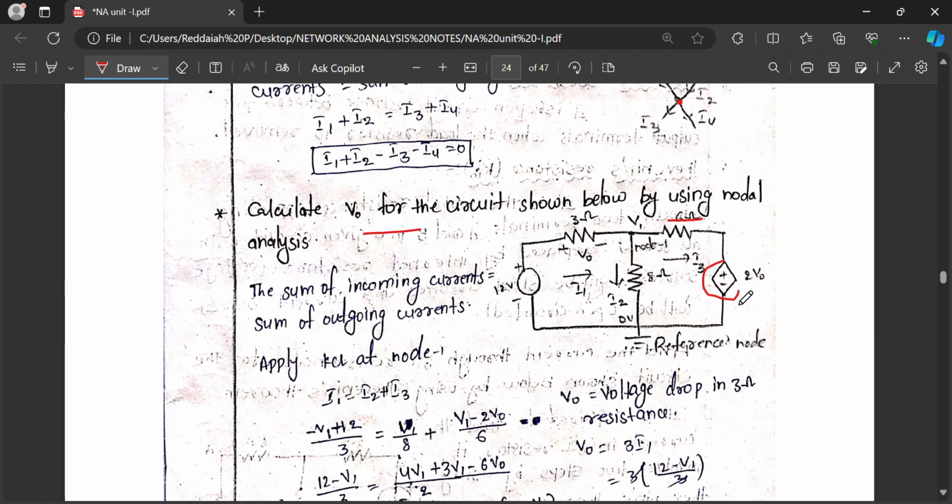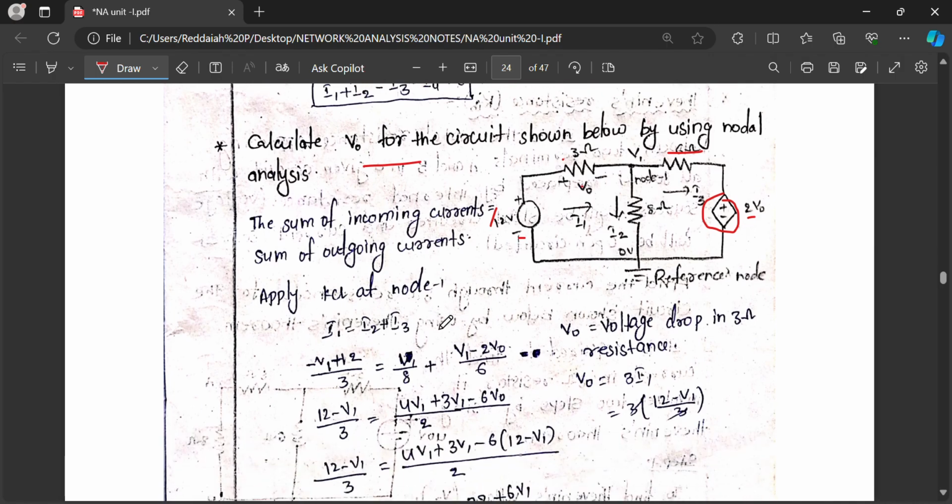Calculate V0 for the circuit shown below by using nodal analysis. It has a dependent voltage source and an independent voltage source. V0 is the voltage across the 3 ohm, and the source depends on this voltage. That's why it is called a dependent voltage source.